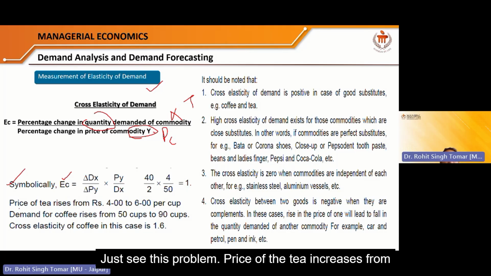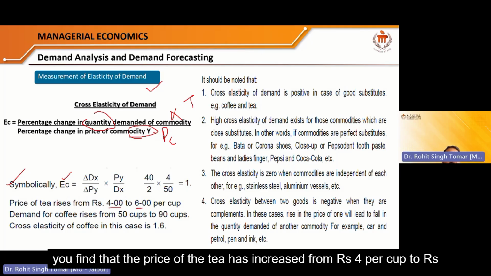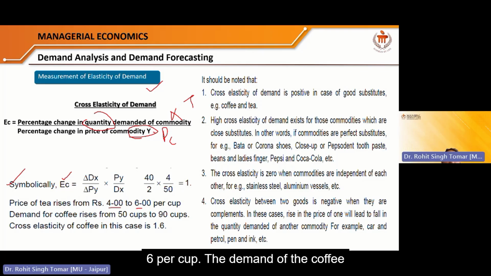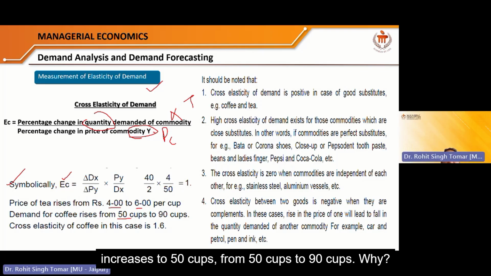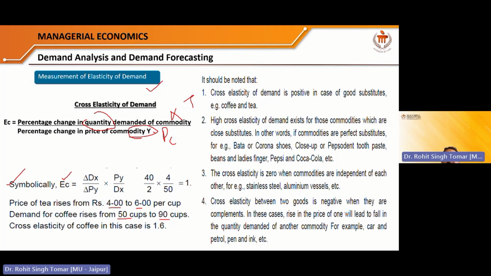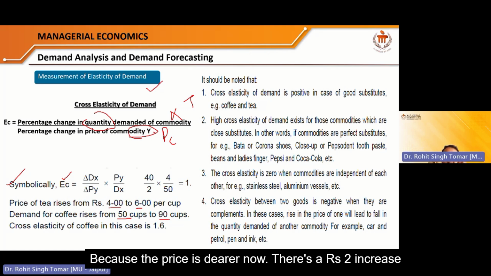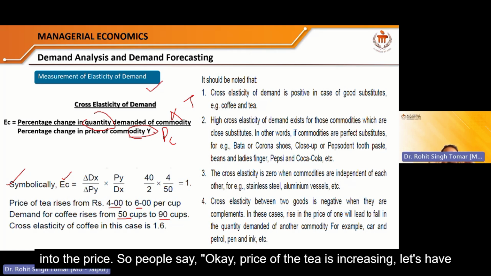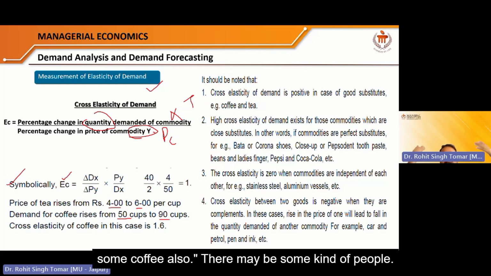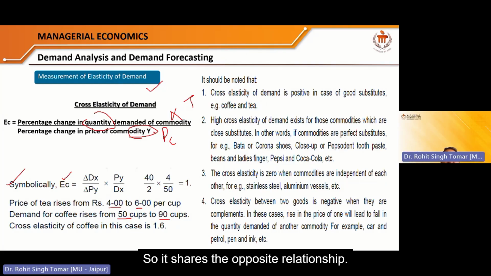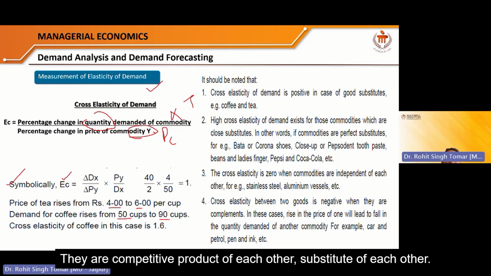Just see this problem. Price of the tea increases from 4 rupees to 6 rupees per cup. You go to the market and you find that the price of the tea has increased from 4 rupees per cup to 6 rupees per cup. The demand of the coffee increases from 50 cups to 90 cups. Why? Because the tea is dearer now. There's a 2 rupees increase in the price. So people say, okay, price of the tea is increasing, let's have some coffee also. There may be some kind of people. So it shares the opposite relationship. They are competitive products of each other, substitutes of each other, right?